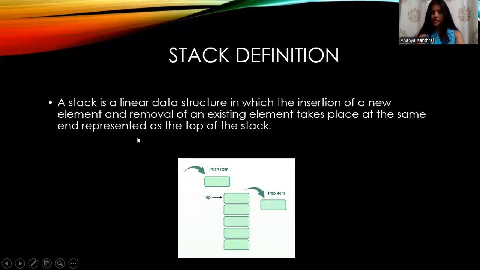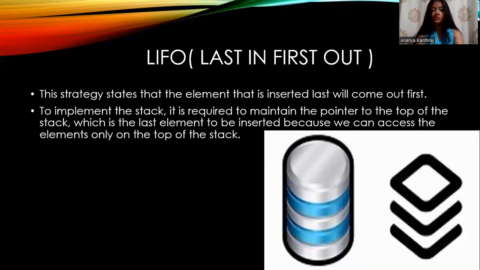What is a stack basically? A stack is a linear data structure in which the insertion of a new element and the removal of an existing element take place at the same end, represented as the top of the stack. So let's look into the basic example shown here. We look into the elements of the stack. Here an item is being pushed and also an item is being popped from the single stack.